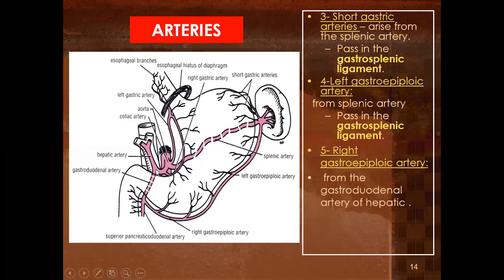So these are the five branches. The first is the left gastric artery, right gastric artery, short gastric arteries, then the left gastroepiploic and the right gastroepiploic. These are the five branches which are supplying.